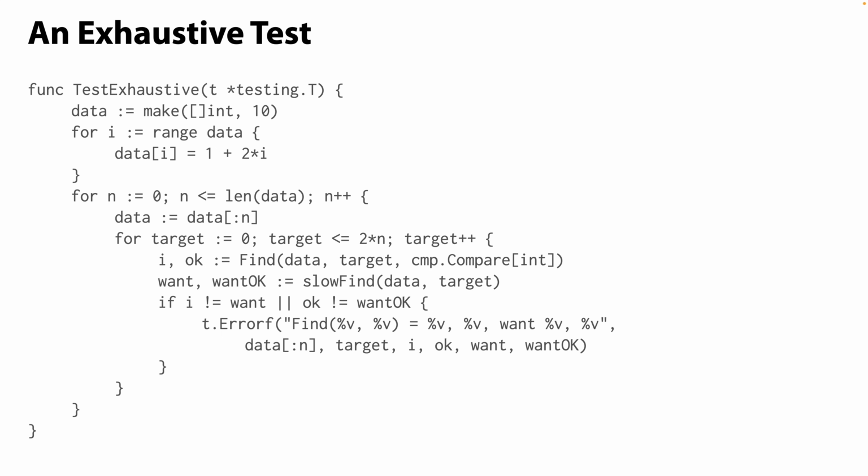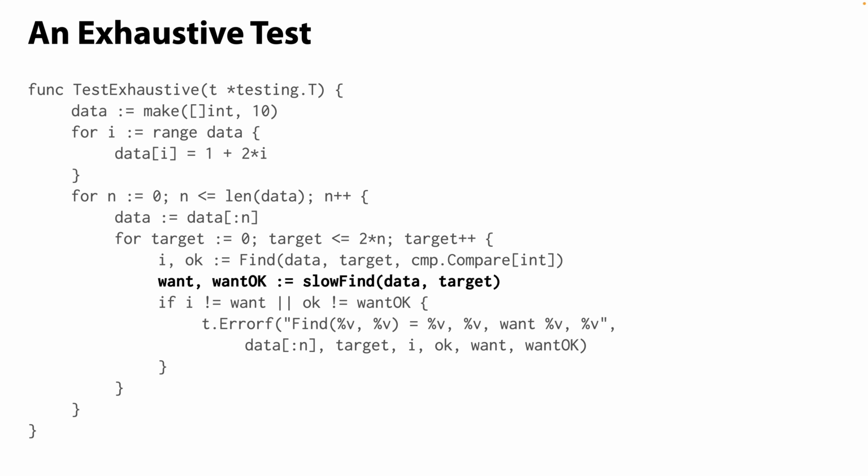Here's an exhaustive test for binary search. We start by making a slice of 10 elements, specifically the odd numbers 1, 3, 5 up to 19. Then we consider all possible length prefixes of that slice. And for each prefix, we consider all possible targets from 0, which is smaller than all the values in the slice, up to twice the length, which is larger than all the values in the slice. This will exhaustively test every possible search path through every possible size slice up to our length 10 limit.